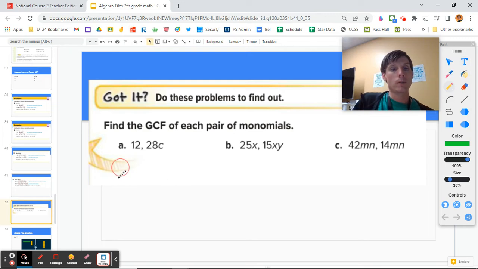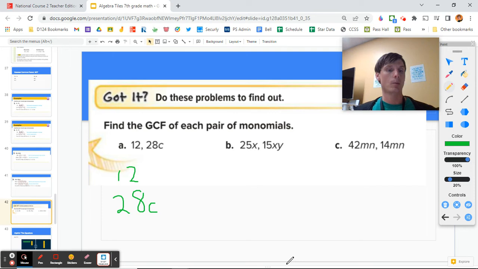So we have 12 and 28c. Right off the bat, we should notice one has a variable, one doesn't, okay? They don't have a common variable, okay? So that's not going to be a common factor of these two. But let's look at our numbers. All right, so let's start with 12. I'm going to do a little factor tree.